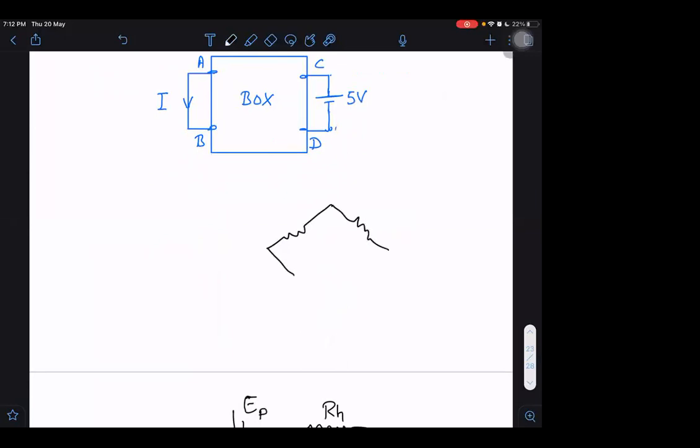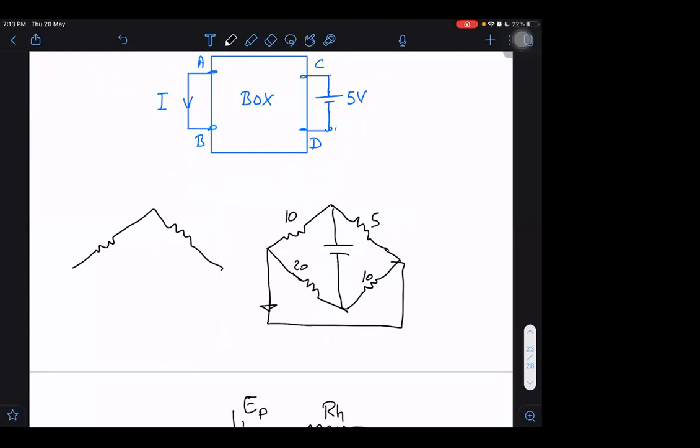One more way I can ask this question. This is a battery here. This is 10, 20, 5, 10. What is the current flowing in this branch? Can you determine the current flowing in this branch? It's a conducting wire, sir. This is a conducting wire.